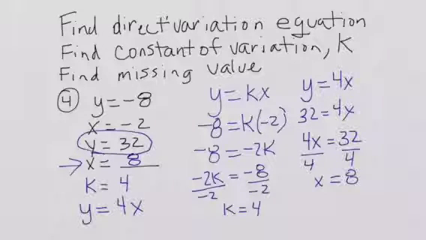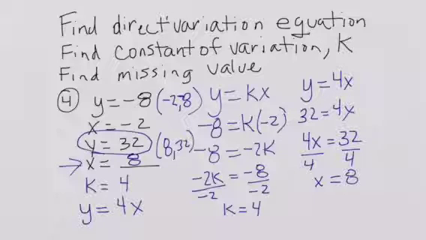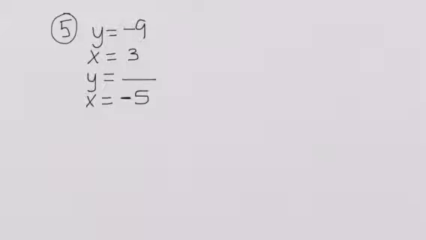So notice here that our ordered pair is -2, 8. Make that a -8. And our ordered pair here is 8, 32. All right, well, let's do another one. So y varies directly with x. We need to find k, and we need to find our equation.